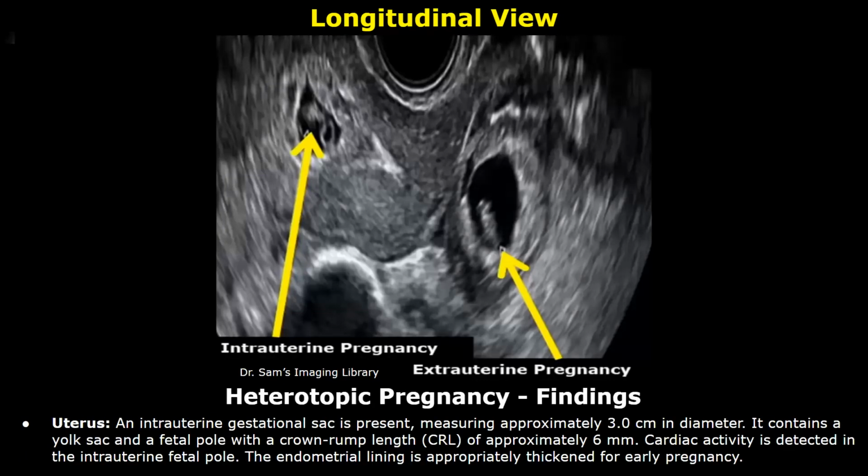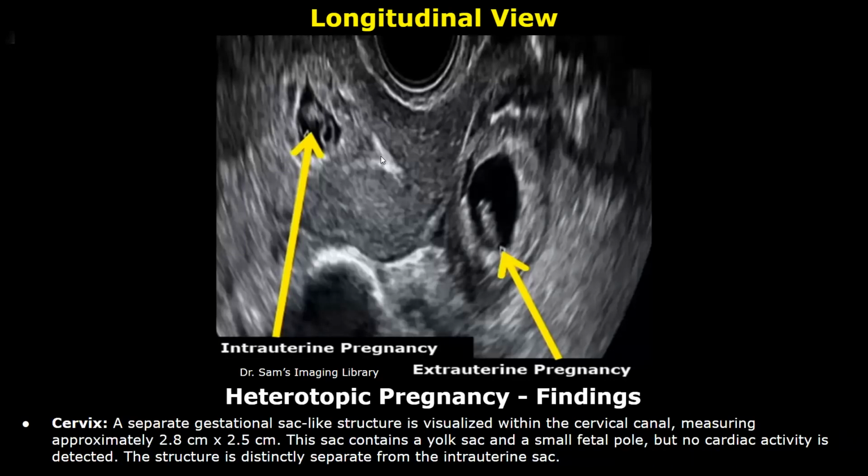These are the findings. Uterus: an intrauterine gestational sac is present, measuring approximately 3 centimeters in diameter. It contains a yolk sac and a fetal pole with a crown rump length of approximately 6 millimeters. Cardiac activity is detected in the intrauterine fetal pole. The endometrial lining is appropriately thickened for early pregnancy.